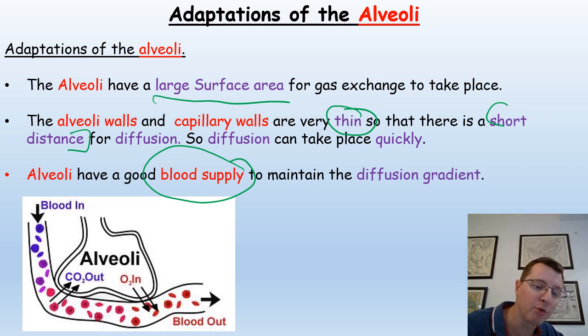Every time some oxygen moves in, it is removed and replaced by deoxygenated blood, so you will always have a low concentration of oxygen in the blood and a high concentration in the alveoli. That's called a diffusion gradient or a concentration gradient. So you'll always have that concentration gradient because there's a good blood supply, so there will always be diffusion. We will never reach equilibrium.